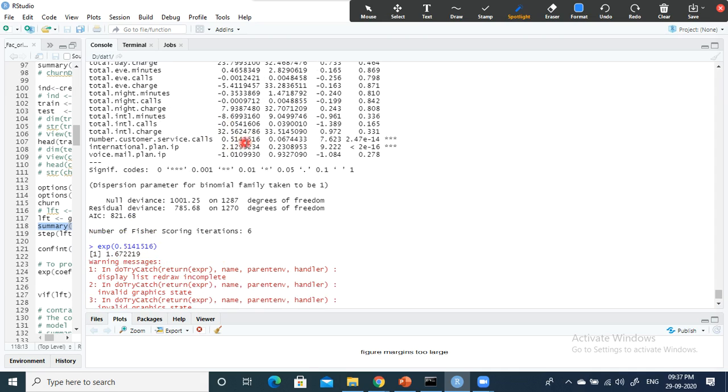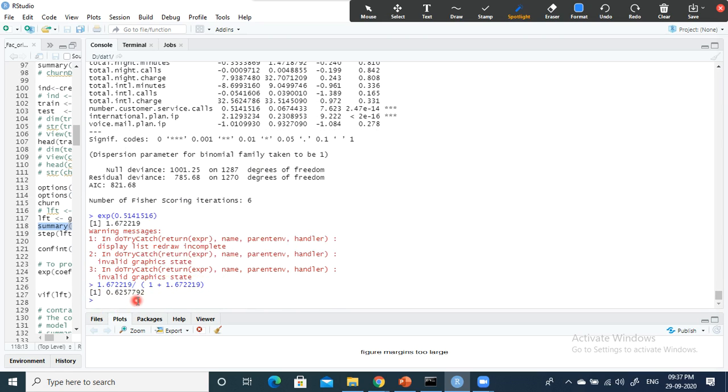There is a 1 unit increase in the call. Let's say the customer has already made 5 calls. If they make an additional call, for each and every call, the probability is 0.62. There is an increase of one customer call. The chance of the customer leaving my business is 0.62 probability.